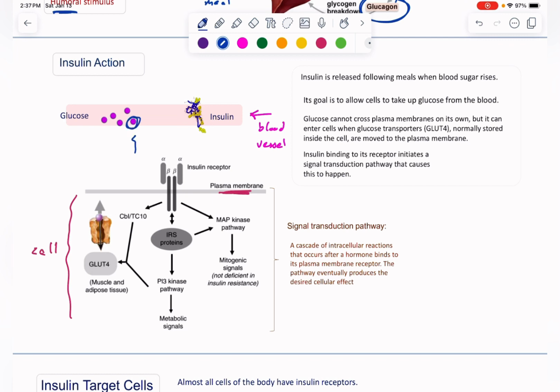Glucose cannot move through the plasma membrane on its own. It's simply too large to do that. So it's unable to do that. So it needs help getting across the plasma membrane. And to do that, we have these transporters called GLUT4 transporters or glucose transporters, which are stored inside the cell, and they can move up to the plasma membrane and provide a passageway that allows glucose to move from the blood into the cell.